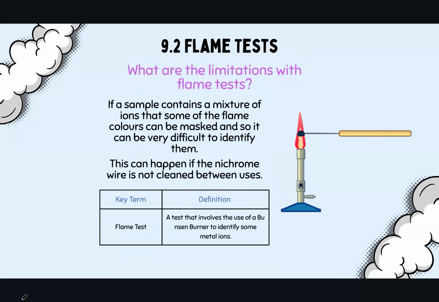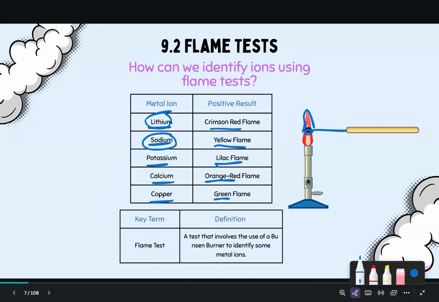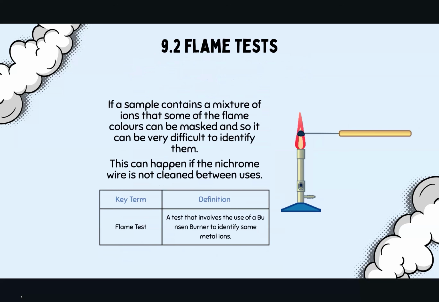Now there are limitations with the flame test. If a sample contains a mixture of ions, some of the flame colors can be masked, and so it can be very difficult to identify them. So for example, if you've got a bit of sodium and a bit of lithium, you're going to see more of the red from the crimson red flame than the yellow. So you might not realize there's more than one ion there.